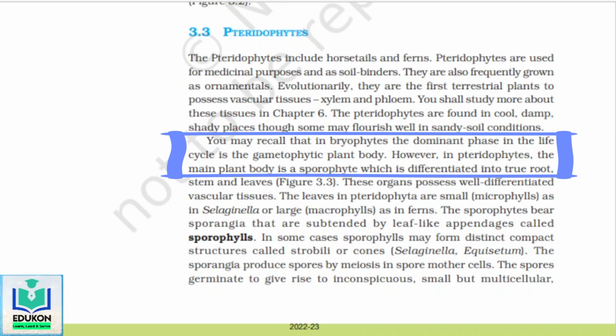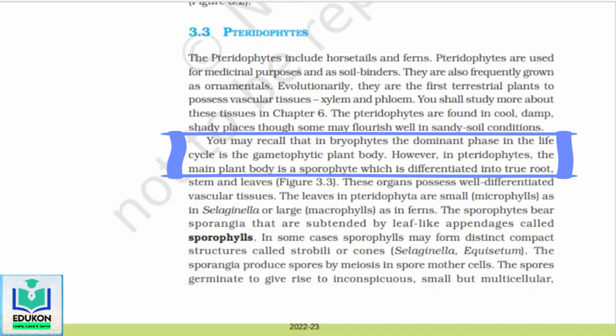The sporophytes bear sporangia that are subtended by leaf-like appendages called sporophylls. In some cases, sporophylls may form distinct compact structures called strobili or cones, which we'll see in the next section.